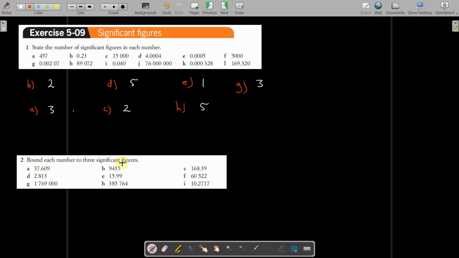Round each number to 3 significant figures. So 2A, 3 significant figures. There's no zeros at the beginning, so we count everything. 1, 2, 3 gets us to there. 37.6. You have to be careful with this one. 37.6. That's 3 significant figures. So we're rounding.